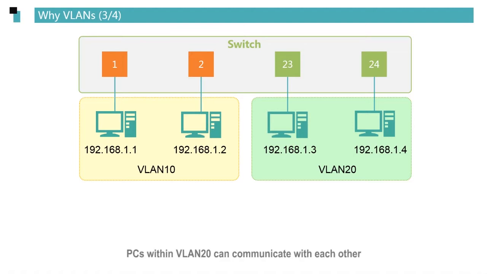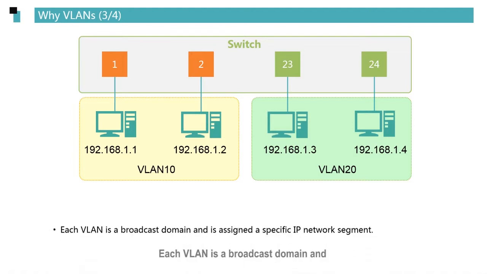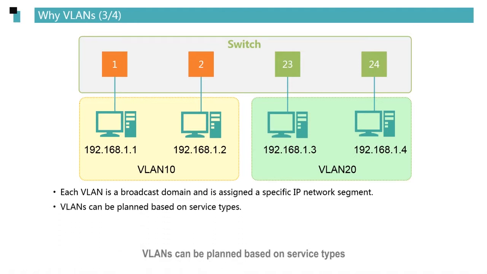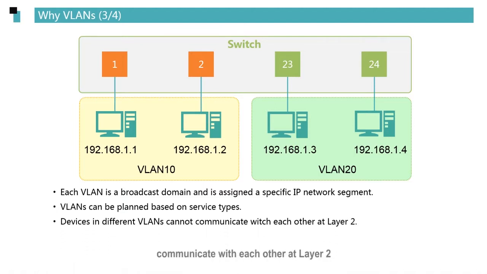PCs within VLAN 20 can communicate with each other. Users in different VLANs are isolated if there are no routing devices. A broadcast frame within a VLAN cannot be flooded to another VLAN because the two VLANs are in different broadcast domains. Each VLAN is a broadcast domain and assigned to a specific IP network segment. VLANs can be planned based on service types. Devices in different VLANs cannot communicate with each other at layer 2.